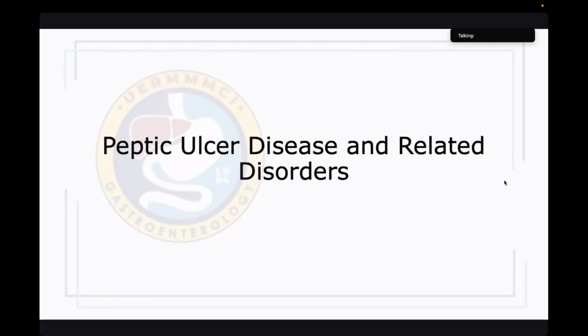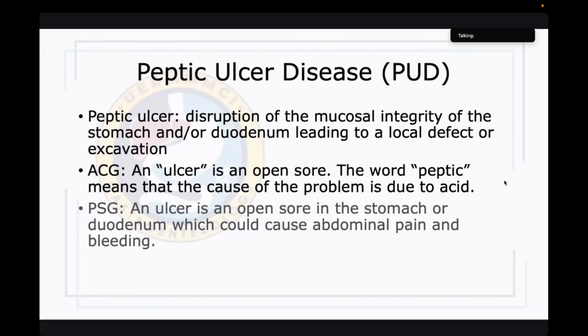Our next topic is peptic ulcer disease and related disorders. First, let's define peptic ulcer disease. A lot of patients would come to the clinic and say they have an ulcer, and when you ask why do you think they have an ulcer, they would reply, because I have frequent epigastric pain. Well, that is a common misconception, because having symptoms of a probable ulcer or dyspepsia is not actually synonymous with peptic ulcer disease.